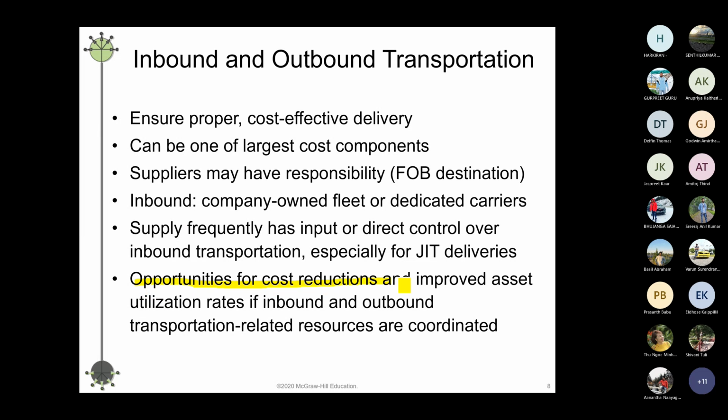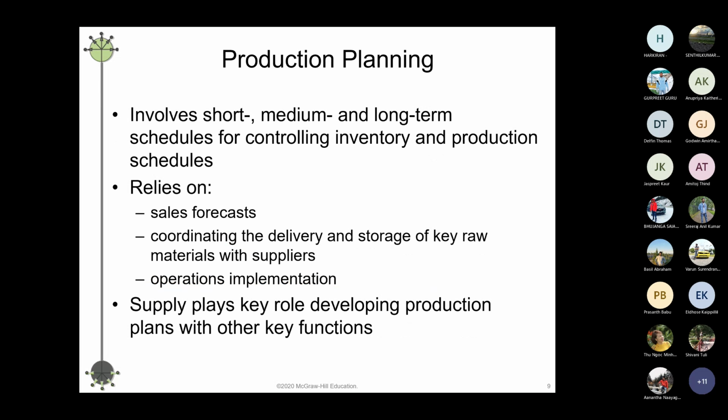What are the opportunities for cost reduction here? If you merge inbound and outbound transportation, you can save some costs. That's also important. Production planning: why can we say production planning can be done by the procurement department? So in each of these 6 categories, be careful. There is a fixed question.